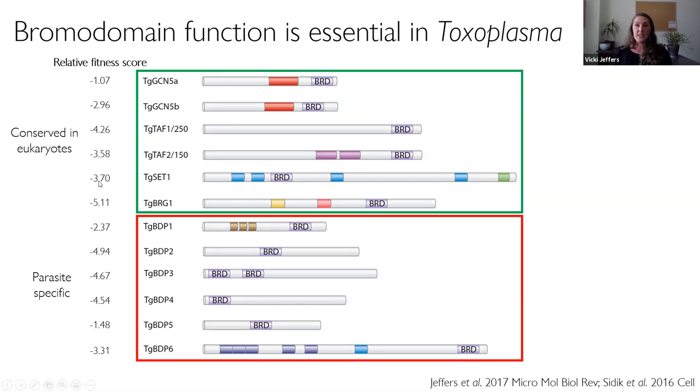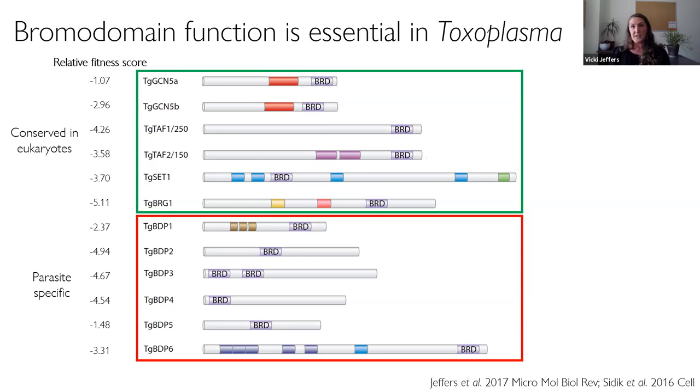And you can see these numbers here on the left, the relative fitness score. A CRISPR screen was performed to assess the essentiality of every single gene in the Toxo genome, and they were given an arbitrary score between -6 and 2. So anything closer to -6 is really essential. You can see from these numbers that many of these bromodomain proteins are very close to being essential, required for parasite survival. So again, this makes them really attractive drug targets.